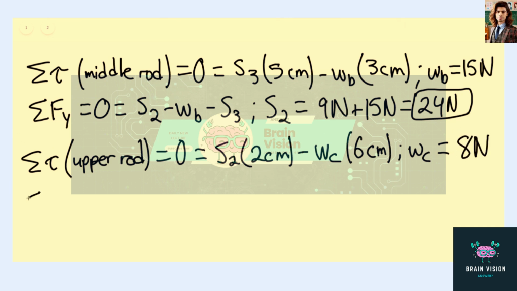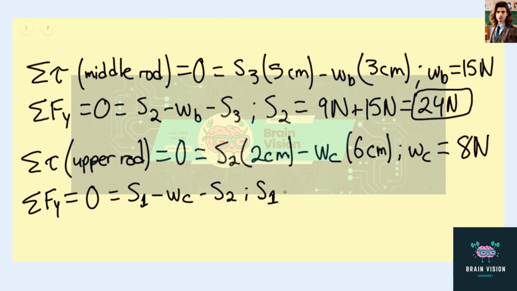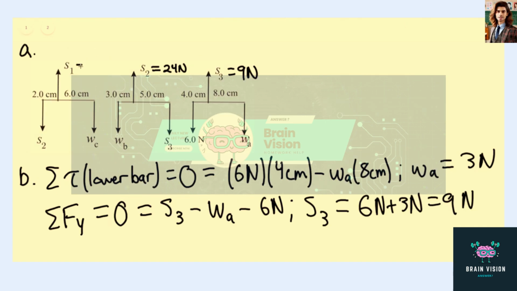And then again, the sum of forces in the y direction is going to equal 0. This is going to equal S sub 1 minus W sub C minus S sub 2. And we find that S sub 1 is going to be equal to S sub 2, which is 24 newtons, plus W sub C, 8 newtons, 24 plus 8, 32 newtons. So we can label the diagram.